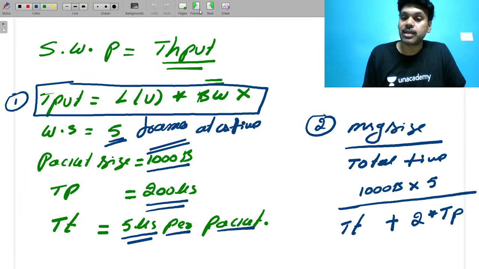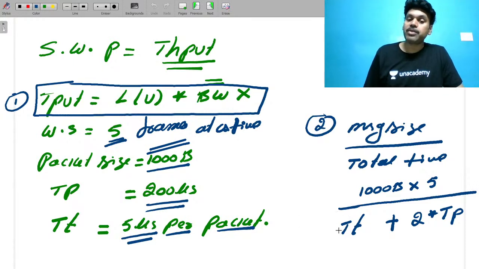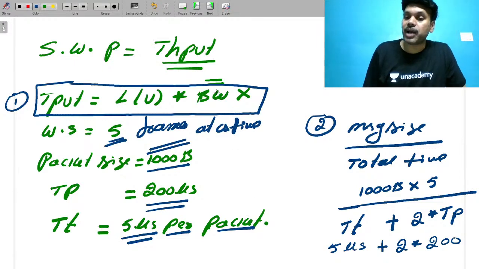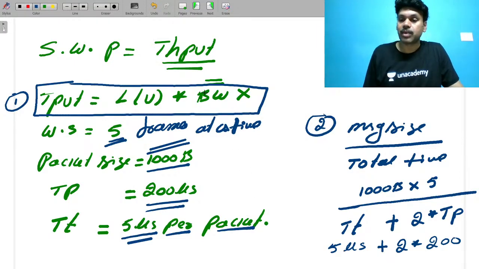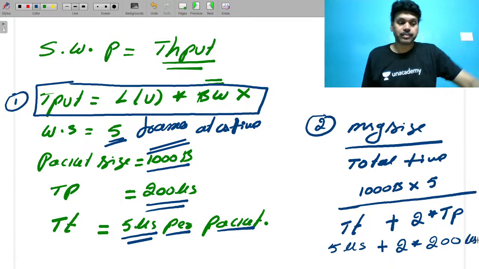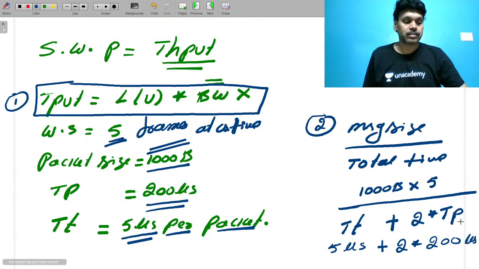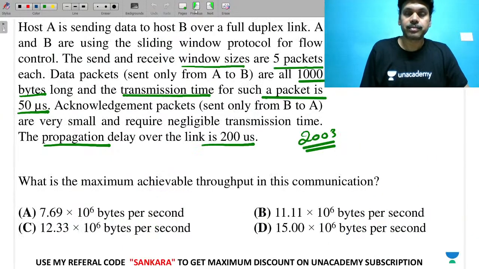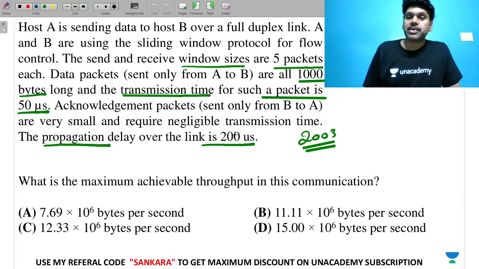So what is your answer? Your TT is 5 microseconds, and your 2 into TP is 2 into 200. So you got your answer 5000 bytes by 405 microseconds. So well, my dear friends, it's not 5 microseconds, it's 50 microseconds.